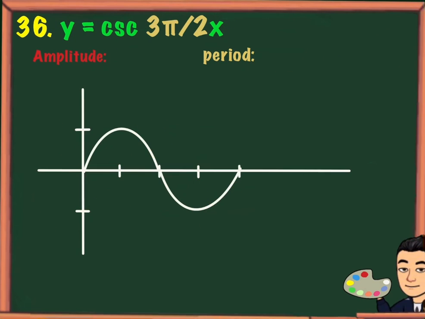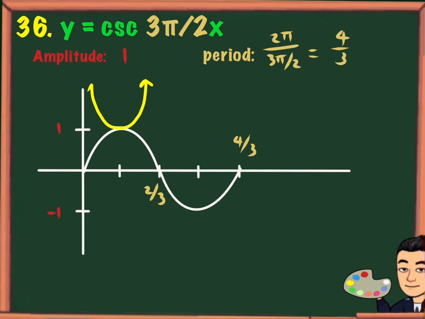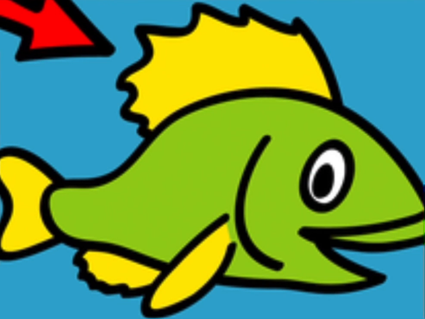And that's it. So for number 36, we got the amplitude equals 1. So I'll just go ahead and mark 1 and negative 1 here. For the period, we got 2 pi over 3 pi over 2, so that's equal to 4/3. So we're going to mark 4/3 over here, and we're going to mark 2/3 over here. So for your cosecant, you're going to draw the parabola at the highest point and the lowest point. And that's it.